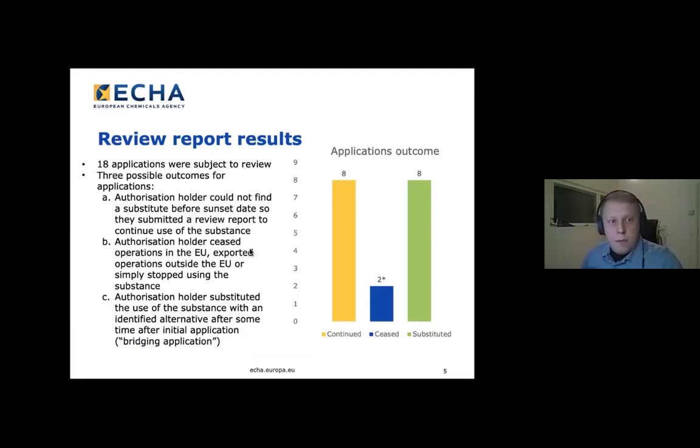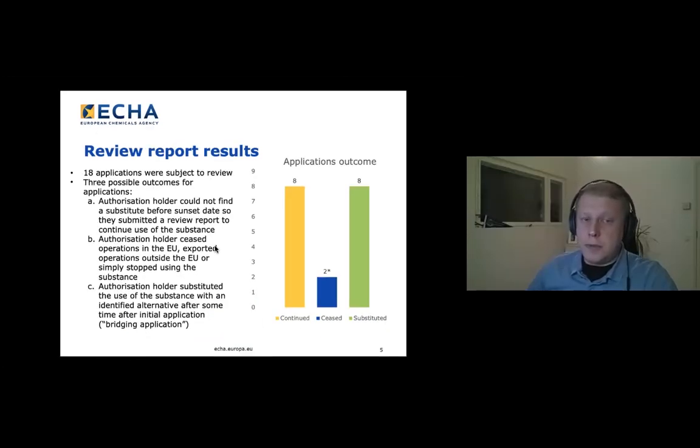So there we had 18 applications that we looked at that were subject to this review, and we had three possible outcomes. The yellow bar is authorization holders who could not find a substitute before a sunset date, so they submitted a review report to continue the use of the substance. The blue bar is authorization holders that ceased operations in the EU, or exported perhaps outside the EU, or simply stopped using the substance altogether. And the final one, the green one, is where they substituted the use of the substance with an identified alternative some time after the initial application.